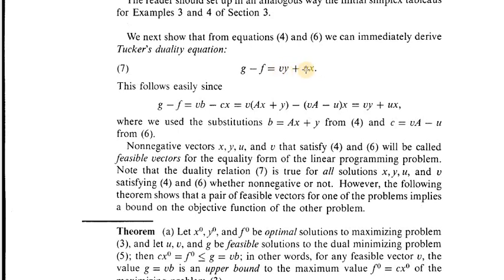Now, it looks like there are two terms here, but there's more than two terms, because v is a vector, y is a vector. vy is v1y1 plus v2y2, etc. ux is u1x1 plus u2x2, etc. So there are a lot of terms here that we have just shown are equal to 0. So let's go back and see what that means.